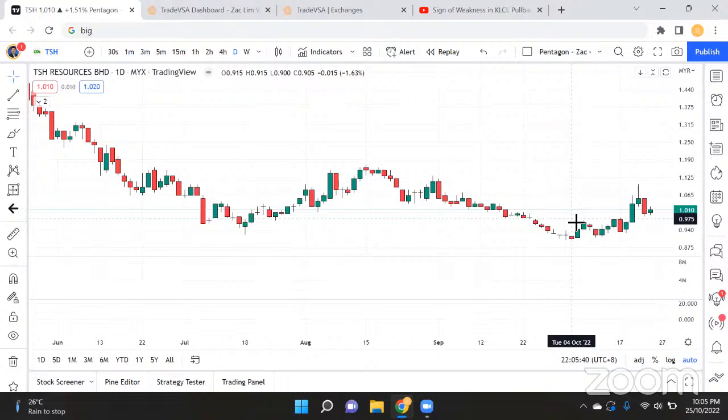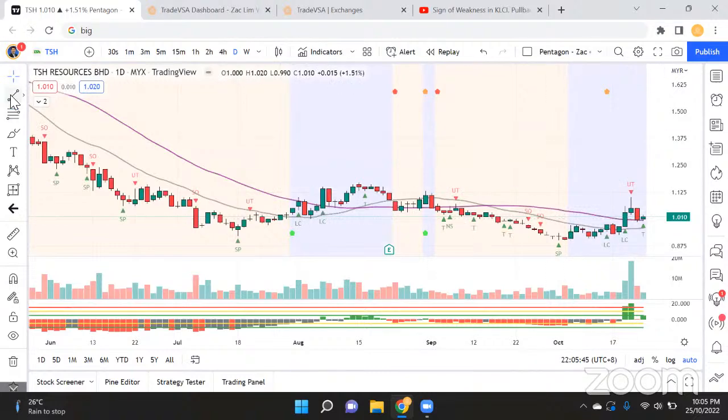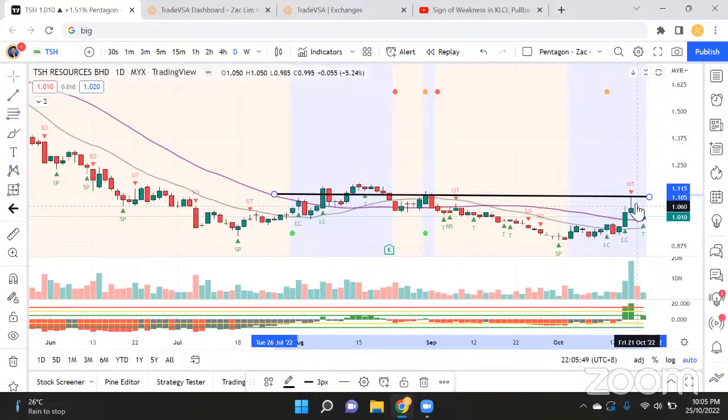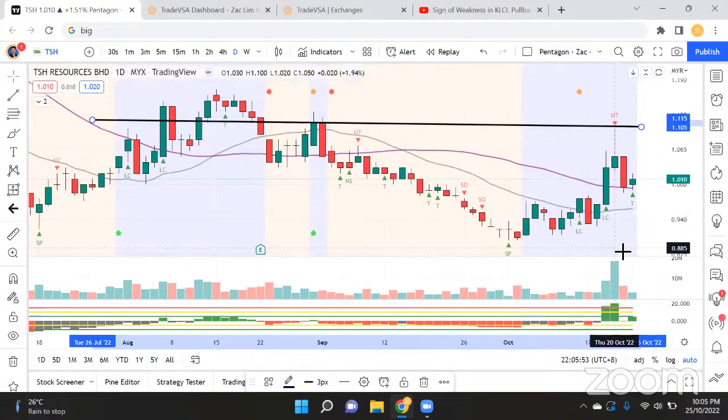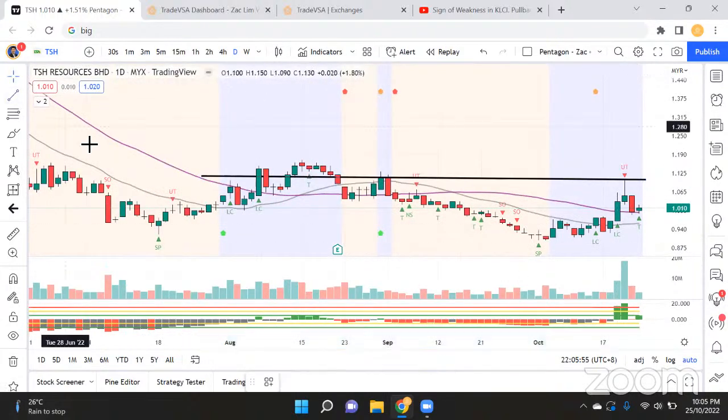I'm sorry, today is definitely very slow. Not sure whether it's only my connection. So here we got some UT, retest, today test. It's a low volume candle, right? But I think most of the plantation counters will move the same.